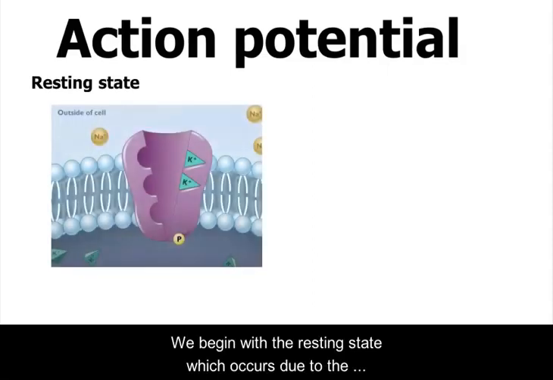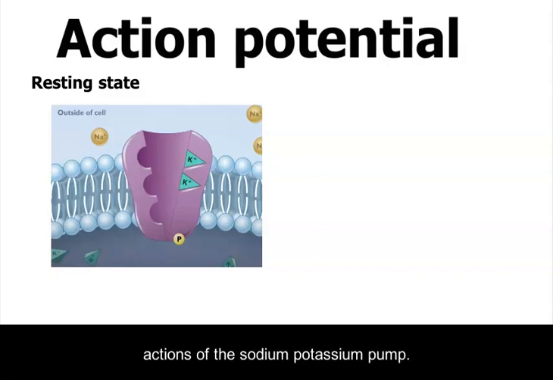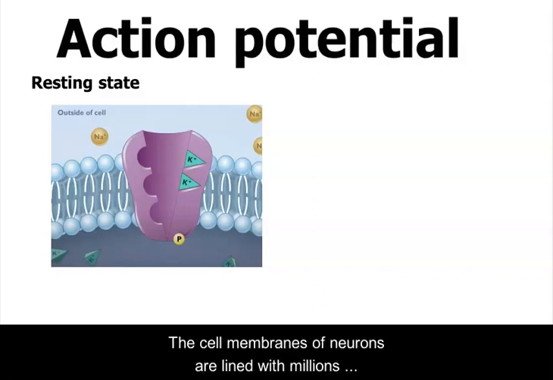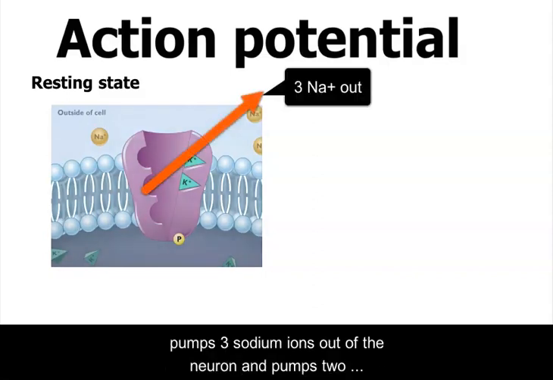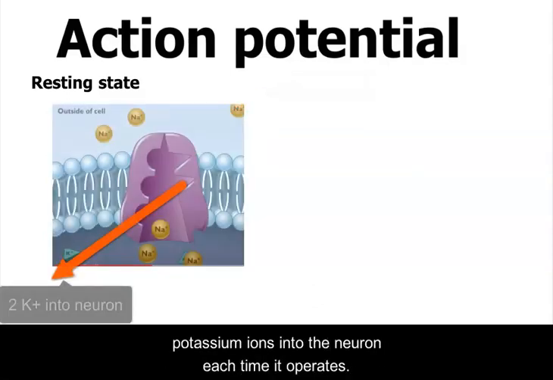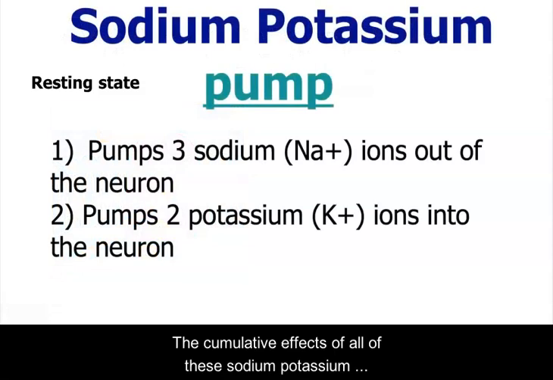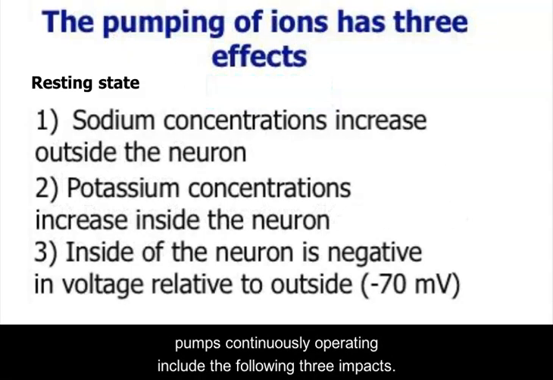We begin with the resting state, which occurs due to the actions of the sodium-potassium pump. The cell membranes of neurons are lined with millions, if not billions, of sodium-potassium pumps continuously operating. Each sodium-potassium pump pumps 3 sodium ions out of the neuron and pumps 2 potassium ions into the neuron each time it operates. The cumulative effects of all of these sodium-potassium pumps continuously operating include the following 3 impacts.